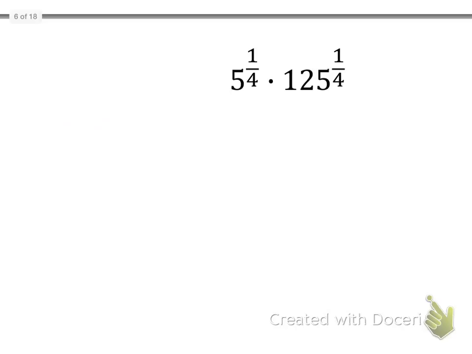Remember, when we're multiplying things, we need to make sure that we have the same base for them. I already have this 5. Let's break this down so that we can get it to a 5, because when we multiply things with the same base, they need to be the same. I've got 5 to the 1/4. Well, 125, 5 times 25 can get me that, so I'm going to rewrite it with the same exponent.